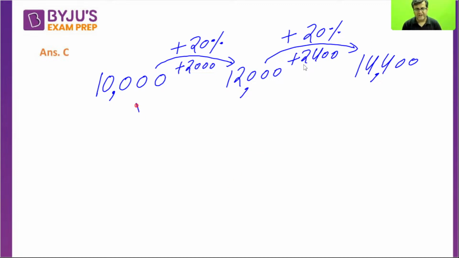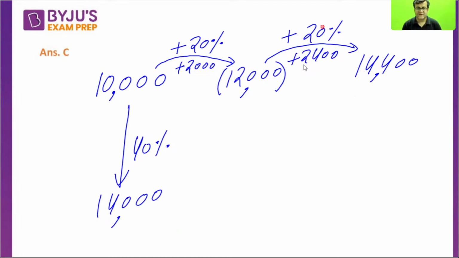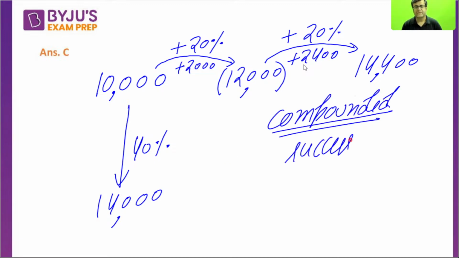Do you think the value increased by 40% in total? No. If 10,000 increased by 40% directly, it would become 14,000. It will not become 14,400 because the value is increasing successively. First the value increased by 20%, now the increased value will increase by 20%. This is successive. This is compounded as well. This term we call compounded or successive. They are the same thing.